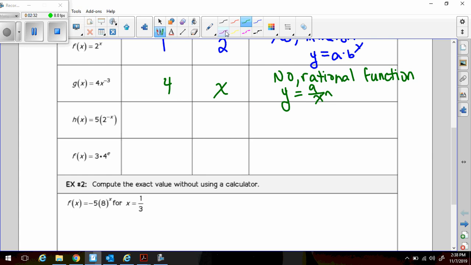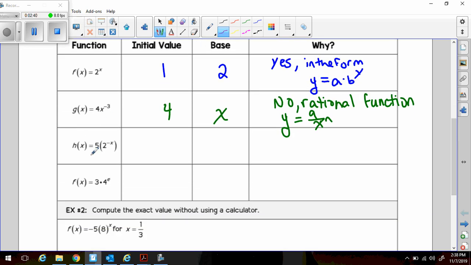All right, h of x, let's try this one. Is this an exponential? Our initial value would be 5. My base is a number with the exponent, so that's 2. And my exponent is a negative x, but that's okay. My variable is still an x, so we're going to say yes, it is still in the form a times b to the x.